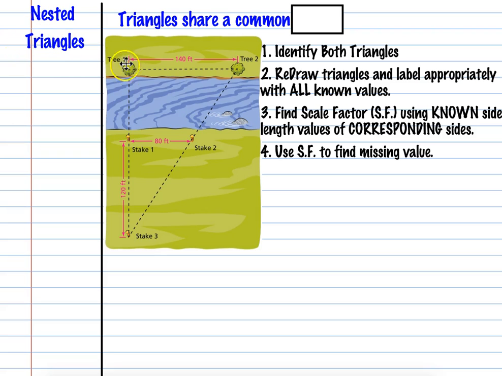Okay, nested triangles. Now nested triangles are interesting because there's actually 2 triangles when you only see one. Sometimes you only see one, but we'll identify 2 here. Now yours is whited out a little bit, but we'll fill in the blanks as you see them. Triangles that share a common angle. So there are actually 2 triangles here. Let's see if we can identify our 2 triangles.